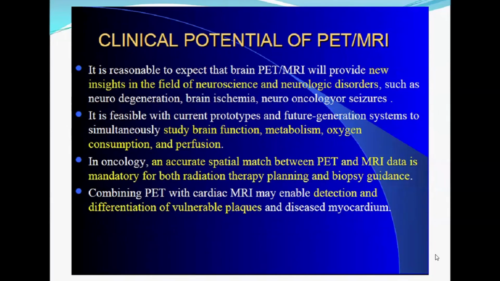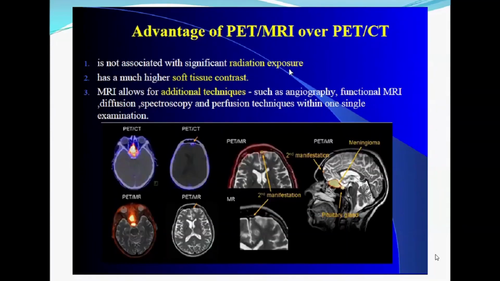The first and most important advantage is the radiation exposure, reduced by 60 to 70%. You also get much higher soft tissue contrast. MRI allows additional techniques, such as angiography, functional MRI, diffusion, spectroscopy, and perfusion imaging in one session, although there are challenges that I will discuss. See how clear the PET CT and PET MR are, very clear, nice anatomy. We all know how clearly MR images depict soft tissue.